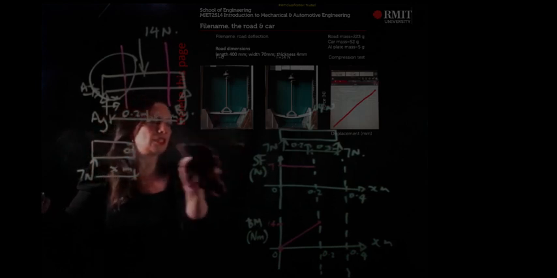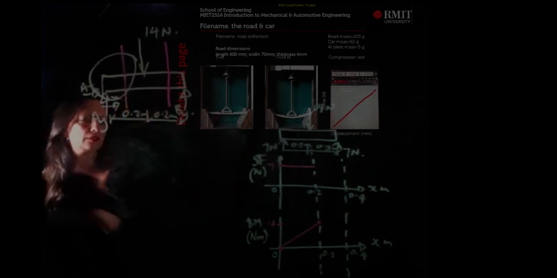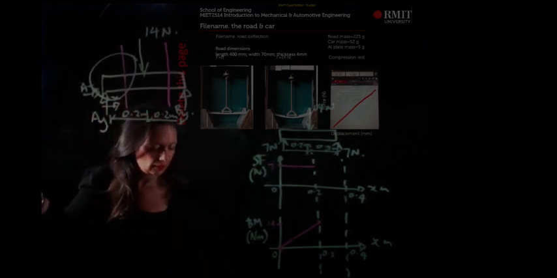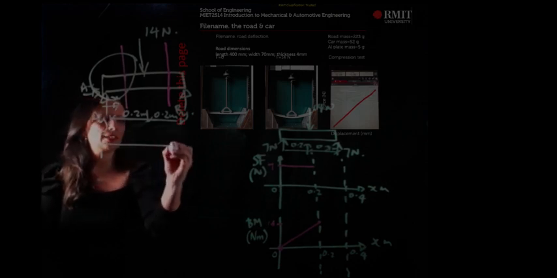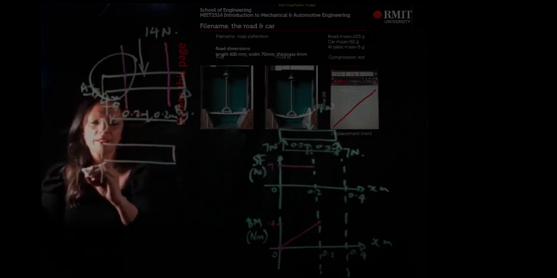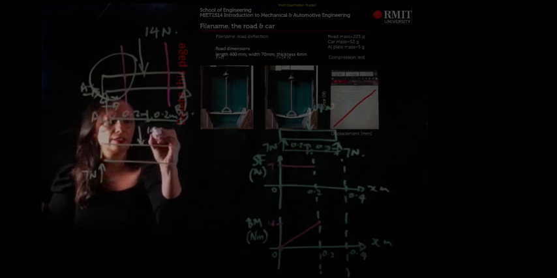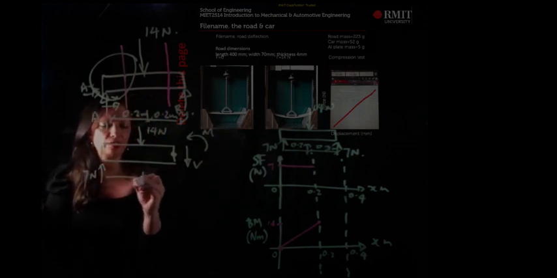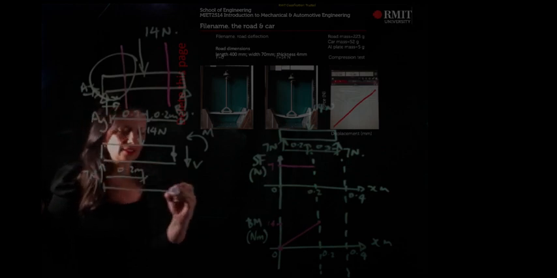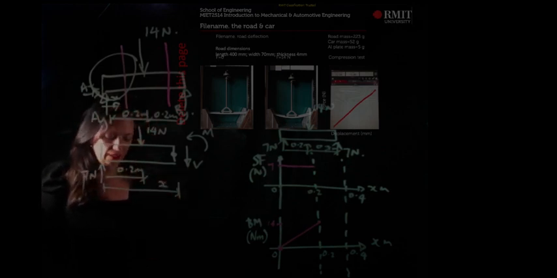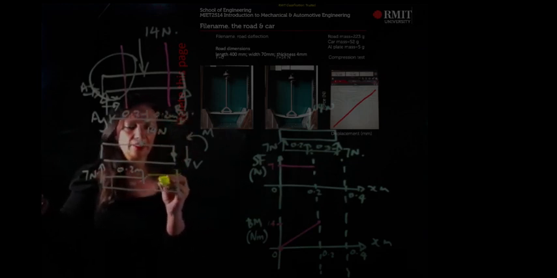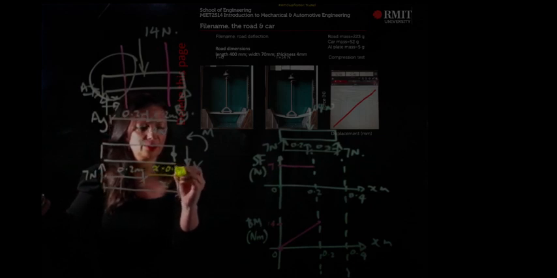So now we're going to look at the next boundary condition. Now I'm going to take a look at here. So I have 7 newtons, I have 14 newtons, and here I have V and M. This distance from here to here we know is 0.2 metres, and this distance here is going to be x. So we need to find out what this distance is. This distance here is going to be x minus 0.2 metres.